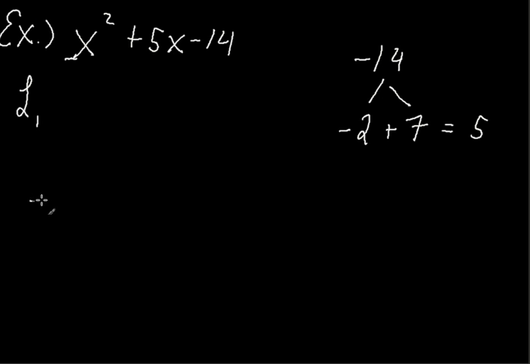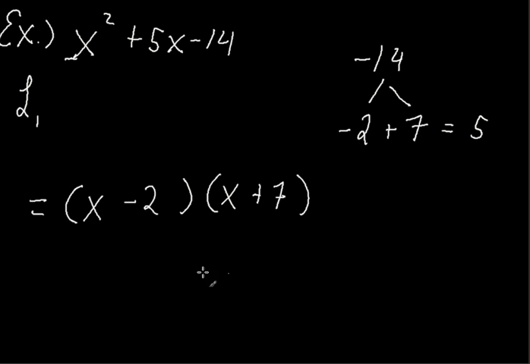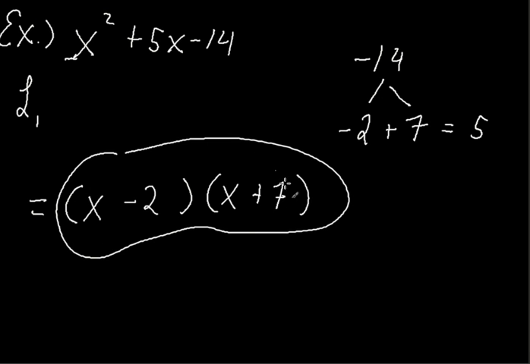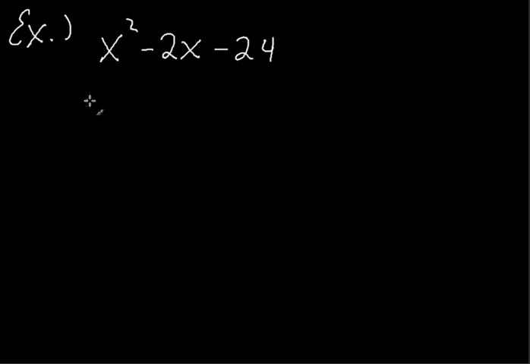Now that we have the factors, we've solved the problem. So I have x minus 2, x plus 7. If you redistribute these, like we did in the previous section, you will get this answer back. That's what we're saying: we're factoring, we're distributing backwards. Okay, let's look at the next example.